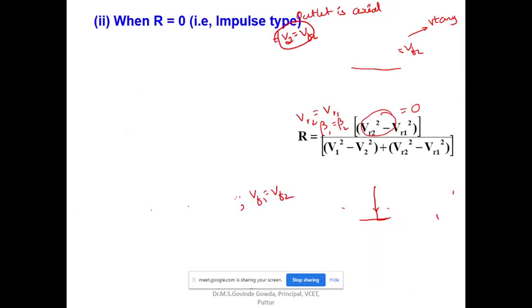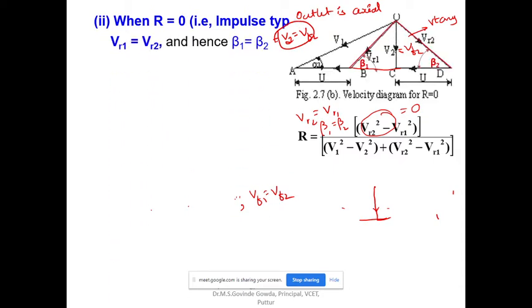Next, I have taken when R is 0. So the third condition in my table: when R is 0, that is called impulse type. Whenever we say R is 0, what are the conditions here? Let us analyze. If R is 0, this denominator automatically becomes 0, because if you bring it to this side, this into complete 0 becomes 0. So the only remaining thing is VR2 square minus VR1 square equal to 0. Further that becomes VR2 square equal to VR1 square. So basically it is VR2 equal to VR1. Am I correct?